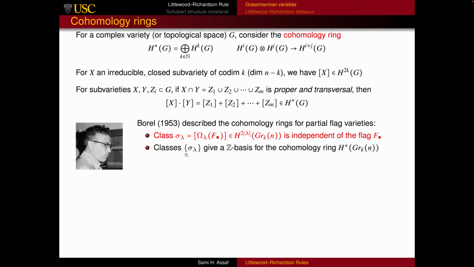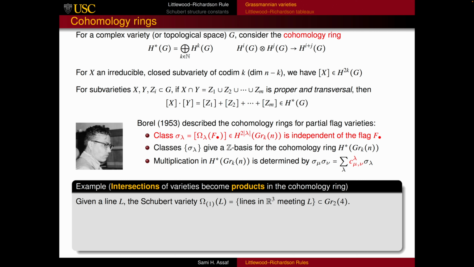And moreover, Borel showed that these classes, specifically for Schubert varieties, give a basis for the cohomology ring. So if you want to understand intersections in the Grassmannian, it is enough to understand it on a basis, and this is the basis of choice. In particular, multiplication in the cohomology ring is determined by the multiplication of these basis elements. And because these numbers are counting objects in an intersection, we know they're non-negative integers. They count something.